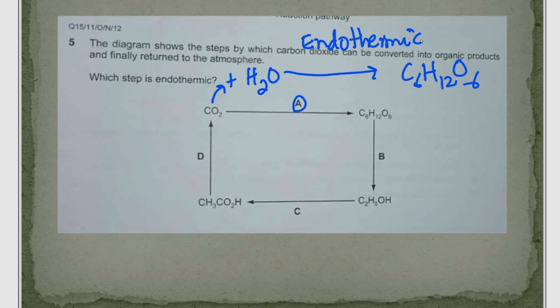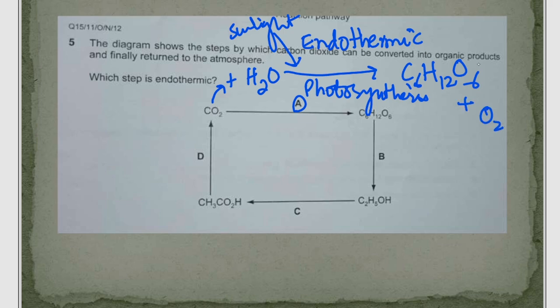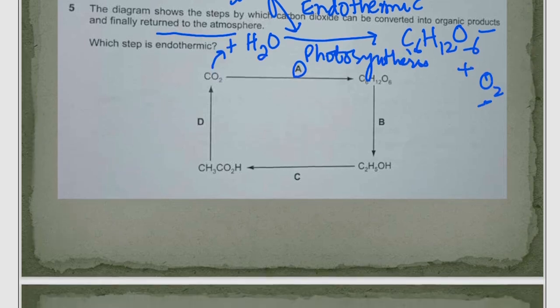In endothermic reactions, energy is always absorbed, because this process of photosynthesis takes place in the presence of sunlight, and it produces oxygen gas and organic products, which finally return to the atmosphere. So it produces oxygen gas as well. So our correct option is A.